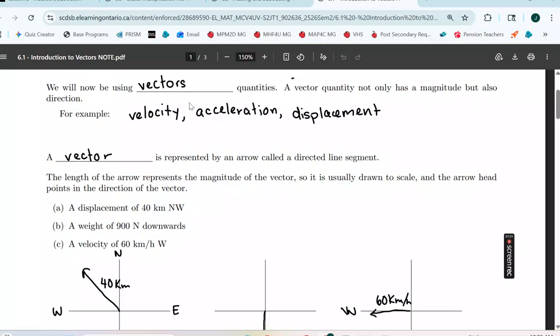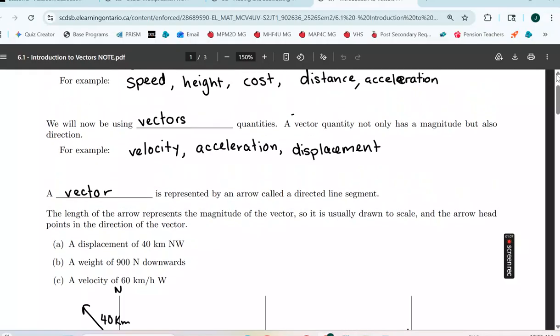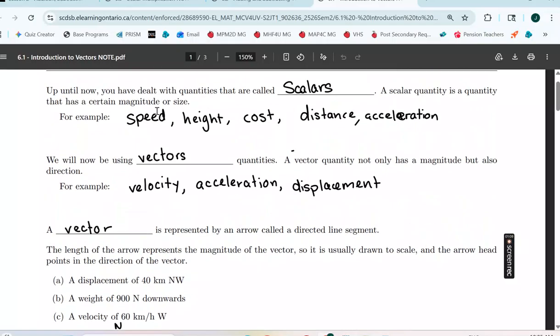What are vector values then? Well, a vector quantity not only has magnitude, but has direction. So for example, if I took the speed, 10 kilometers per hour, let's say, 10 kilometers per hour would be a scalar value. 10 kilometers per hour going north, that is now a vector. That would be what we call velocity. So velocity, acceleration, displacement, all those are examples of vector quantities because they have direction.